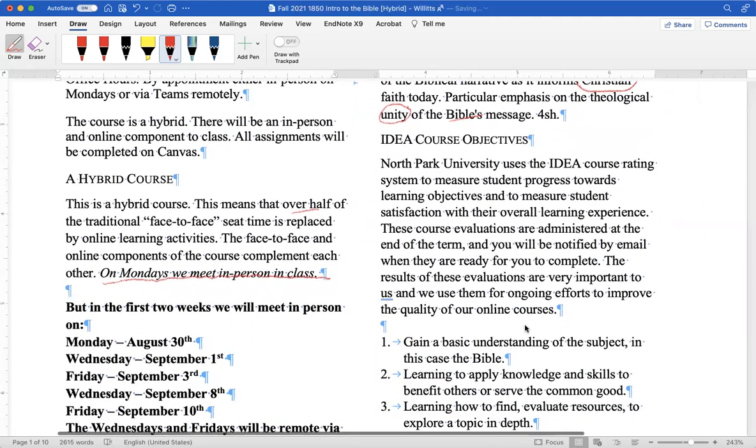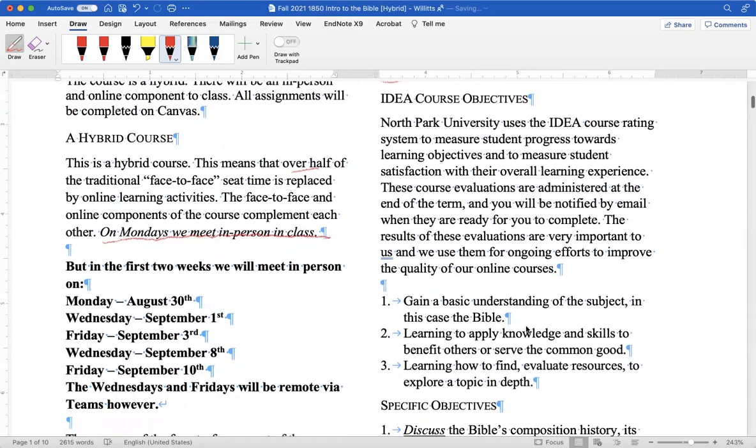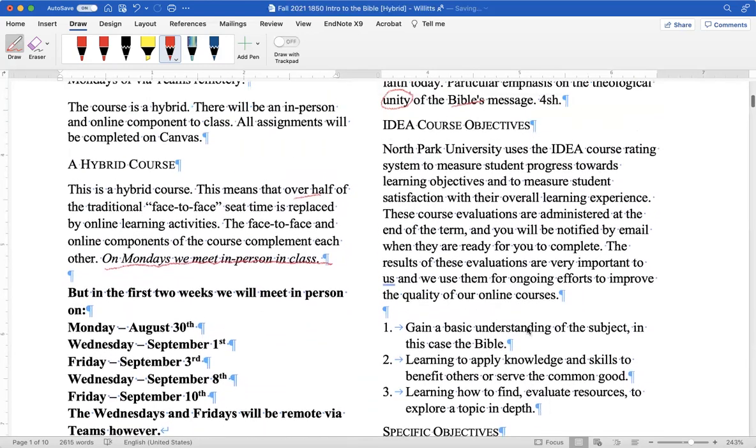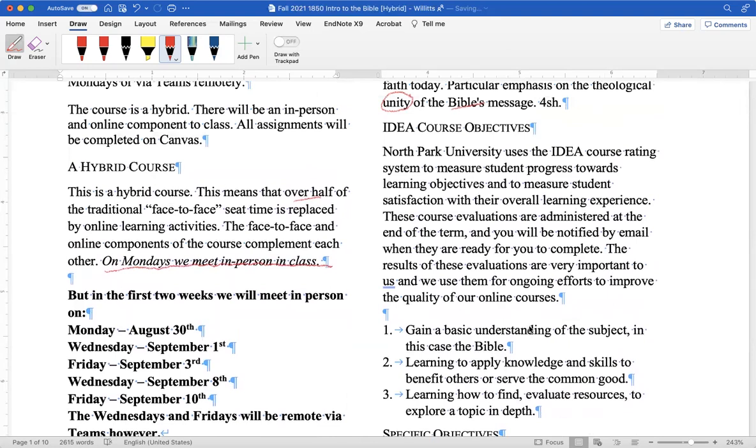Now, when it comes to course objectives, it gets a little confusing, because I have two sets of objectives. I have the IDEA course objectives, and then I have specific course objectives. This really doesn't have to be that confusing if you understand that in the first case, I'm referring to that tool we use at North Park called the IDEA survey, where at the end of each semester, students are given a link to a survey to evaluate their class experience.